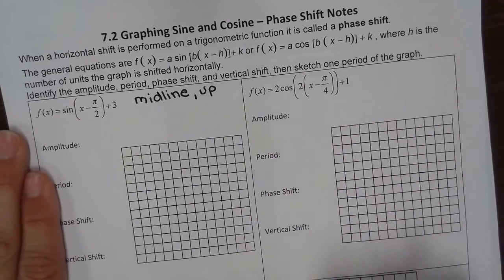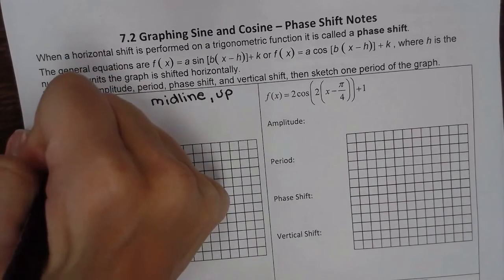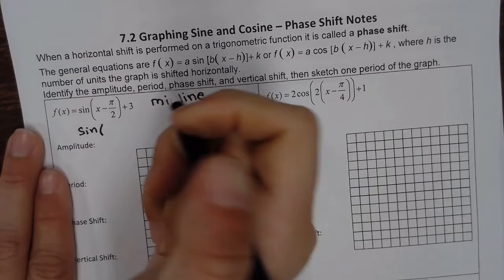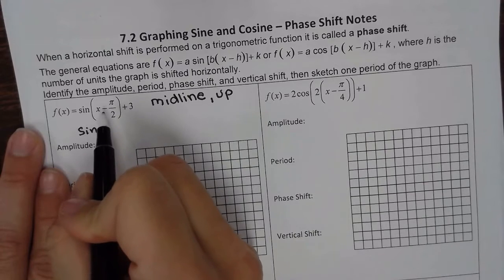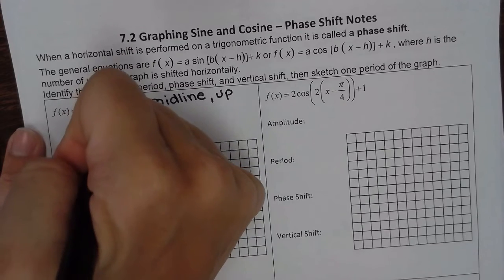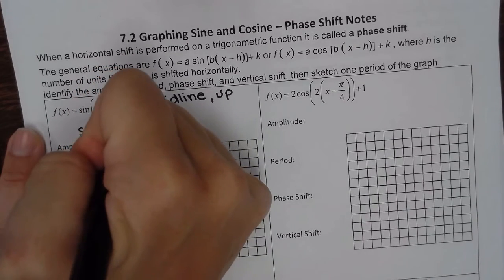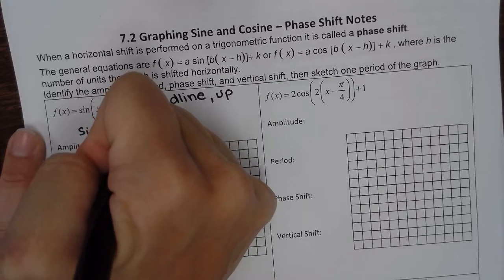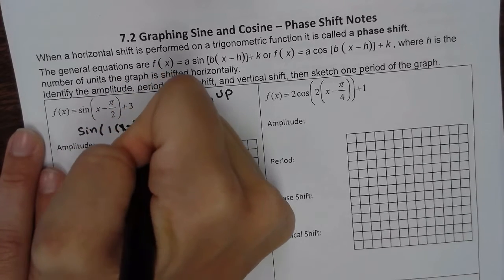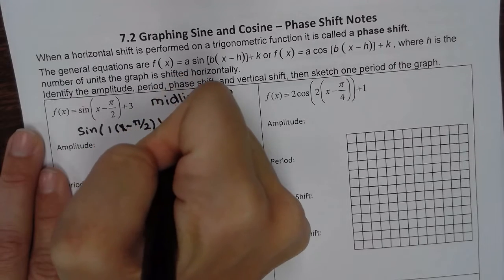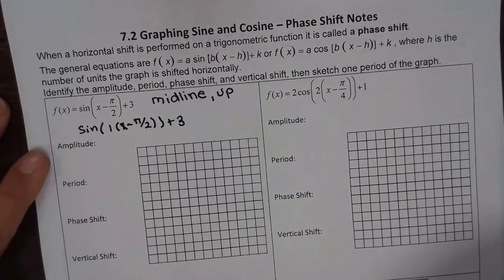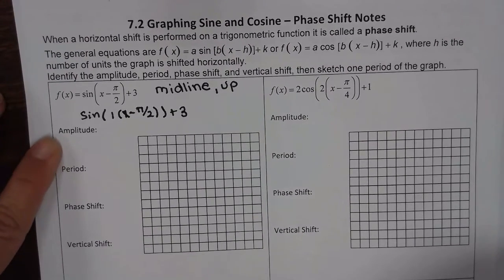All right, and then the other thing I'm going to do is rewrite this so our B is there. Now, if we look, we want X to have the coefficient of 1, and it does. So technically, we're just factoring out a 1. That will make more sense in the next problem. Okay, so let's fill out our amplitude and everything.